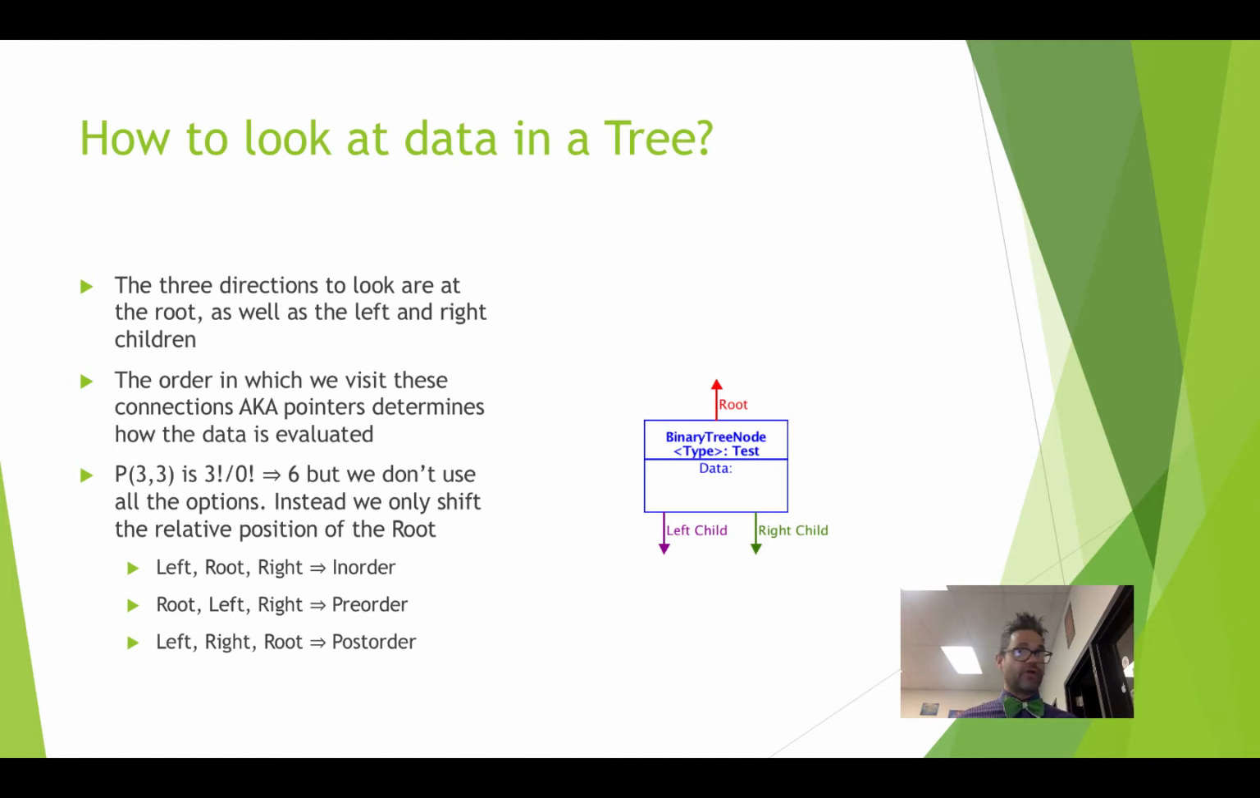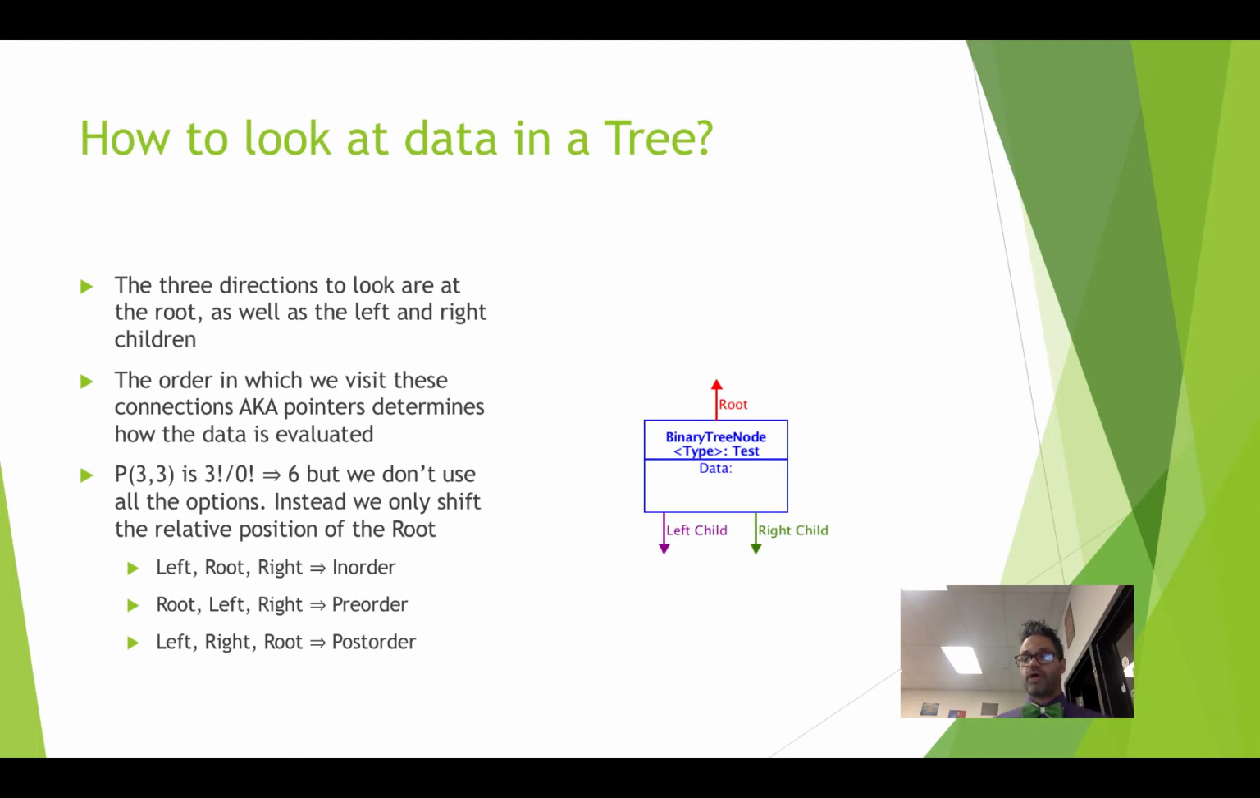When we're talking about math, we have what's called permutations, and permutations is abbreviated as P in math. The permutation of 3 out of 3 means we have 3 factorial divided by 0 factorial, which is 6. Lots of different ways, but we don't care about all of them. In fact, we only care about 3 of them. We only care about the position of root in comparison to the other two values. So we have left, root, right for our Inorder Traversal, root, left, right for our Preorder Traversal, and finally, left, right, root for our Postorder Traversal.